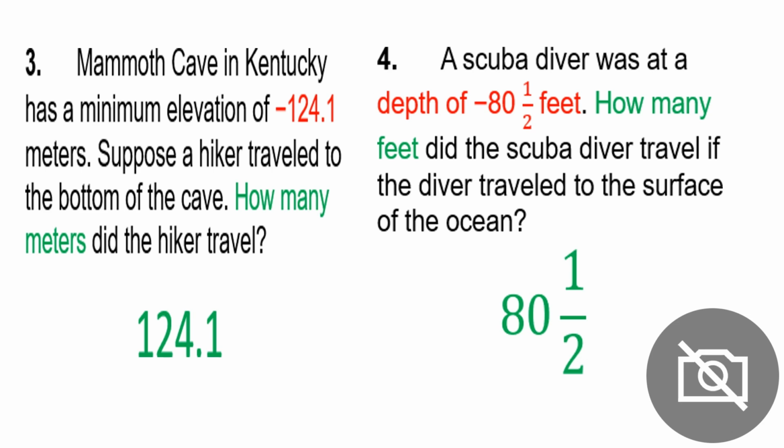Okay, so we will note this as negative, but when they ask you how many meters traveled, okay, here you see how many feet the diver traveled from the surface of the ocean. So distance we will say always in positive. So you have to take the absolute value of this. Okay, we will not say distance in negative, so take the absolute value. Absolute value means write the positive value. So 124.1 meters, and the same way here take the absolute value, so it will be 80.5 feet.